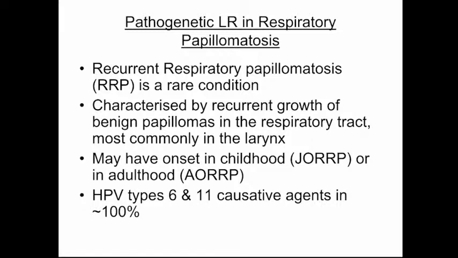HPV types 6 and 11 are the causative agents in almost all of these cases. There's a good example in the museum, the respiratory tract, of a tiny laryngeal specimen showing good cauliflower lesions, okay, which were obstructing. So have a look at that specimen.